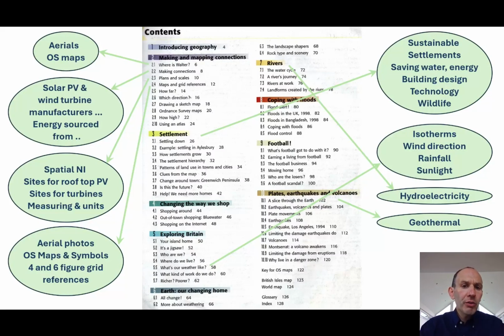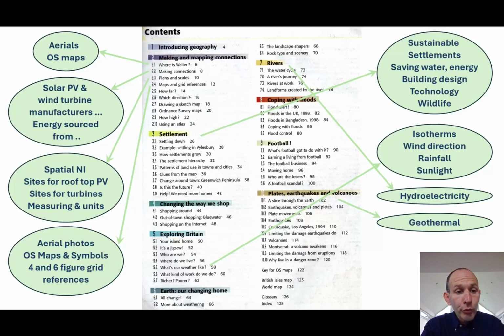So we can look at things like making and mapping connections to where solar panels are actually manufactured. What's it like manufacturing solar panels in Germany or China? What's the carbon footprint of bringing them over here? So those things can be done through connection mapping. We can also look at things like plans and scales and maps and grid references and lengths and directions, ordnance survey maps. Everything is possible using Spatial NI and other freely available websites. So that's one of our main objectives, to try and show these websites and how they tie into our Key Stage 3 curriculum.